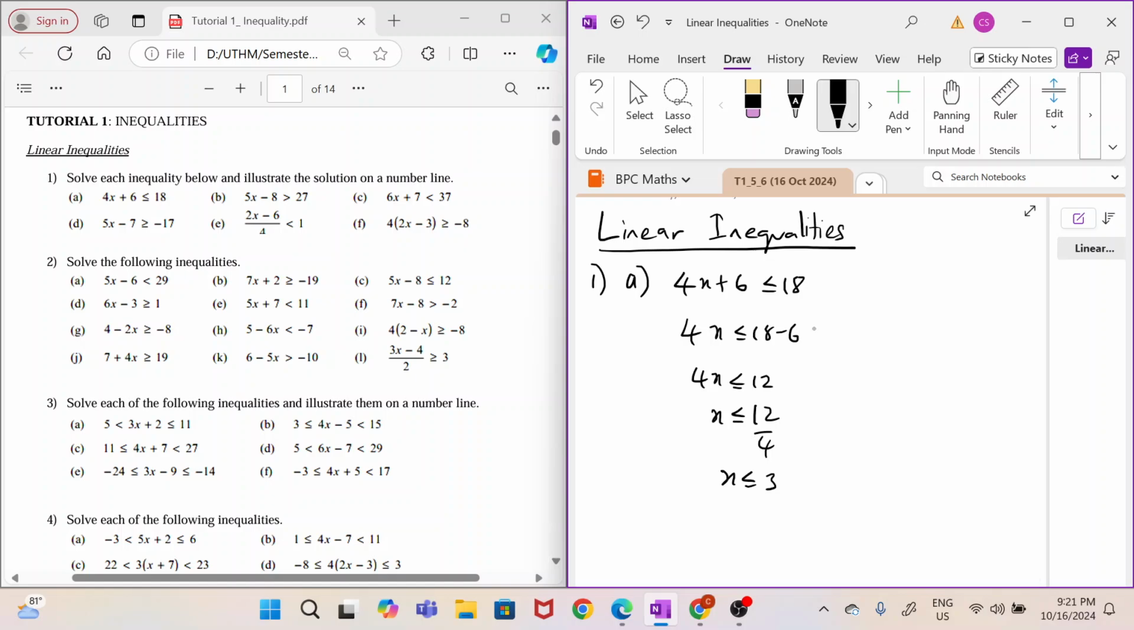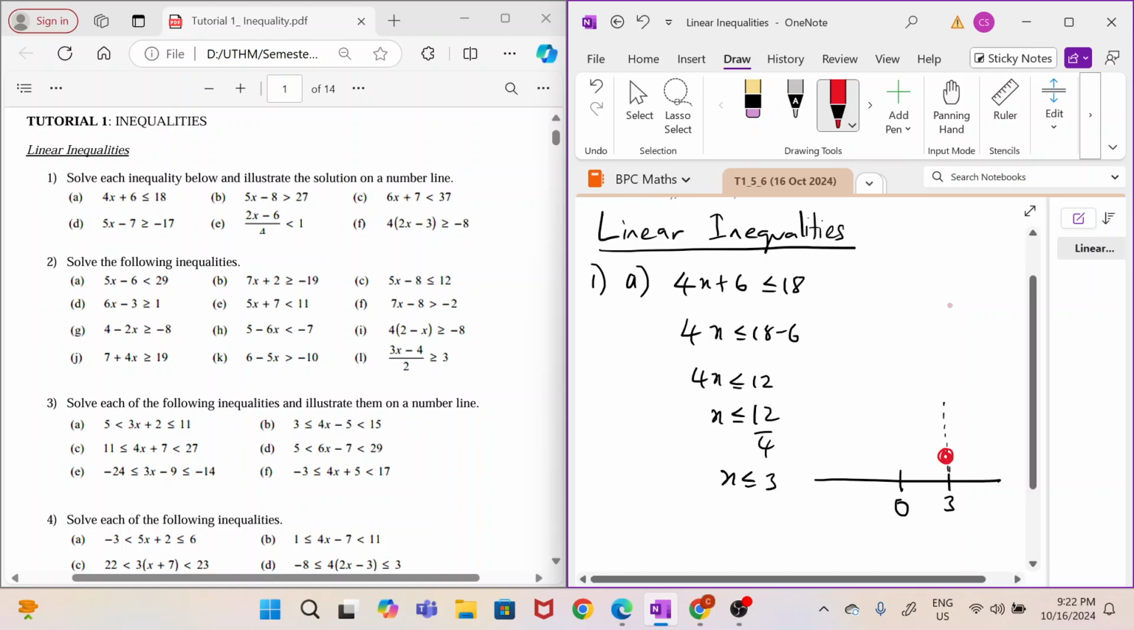And solve each inequality below and illustrate the solution on the number line. So number line system, I suppose if you have followed my lesson from the very beginning, all of you are already expert in number line. Always put a zero here so that we know which one is positive, which one is negative. If you want to write this in number line, this should be the answer.